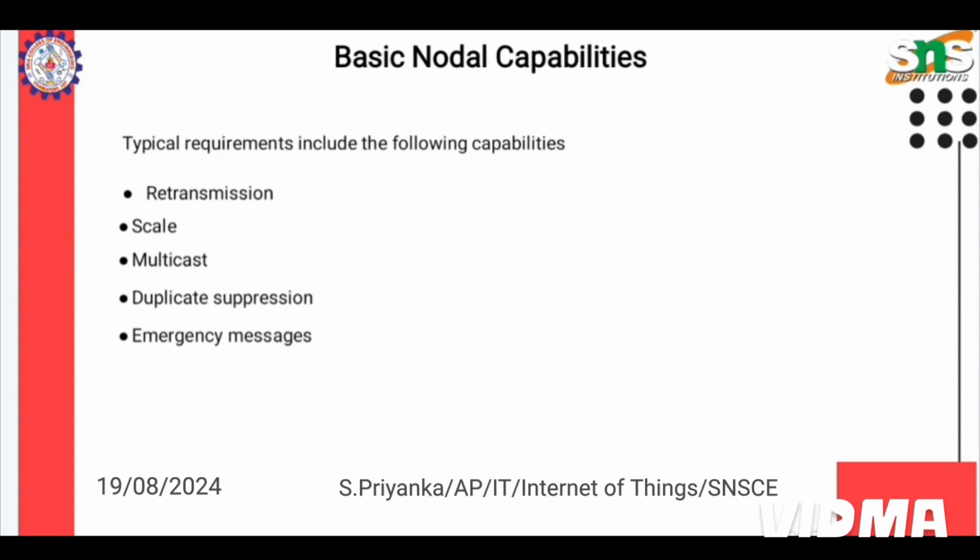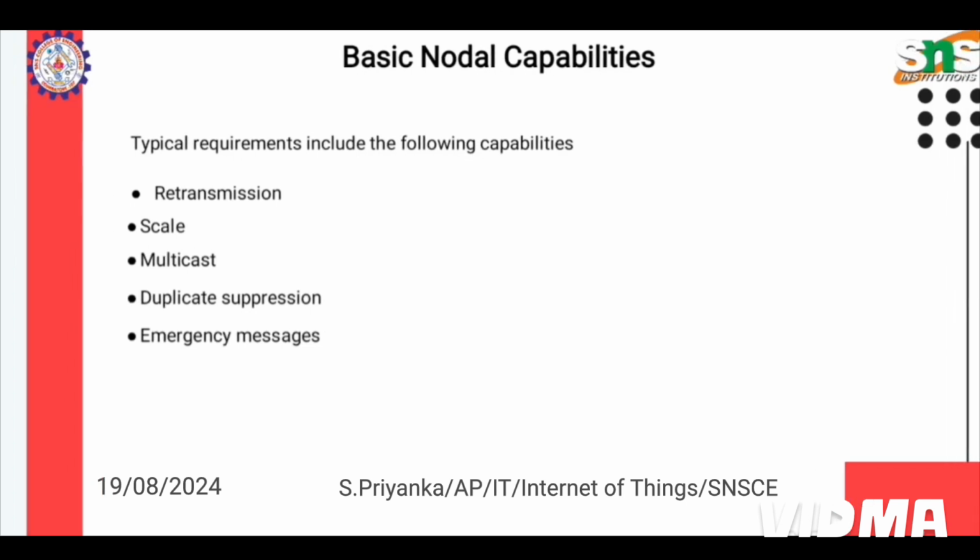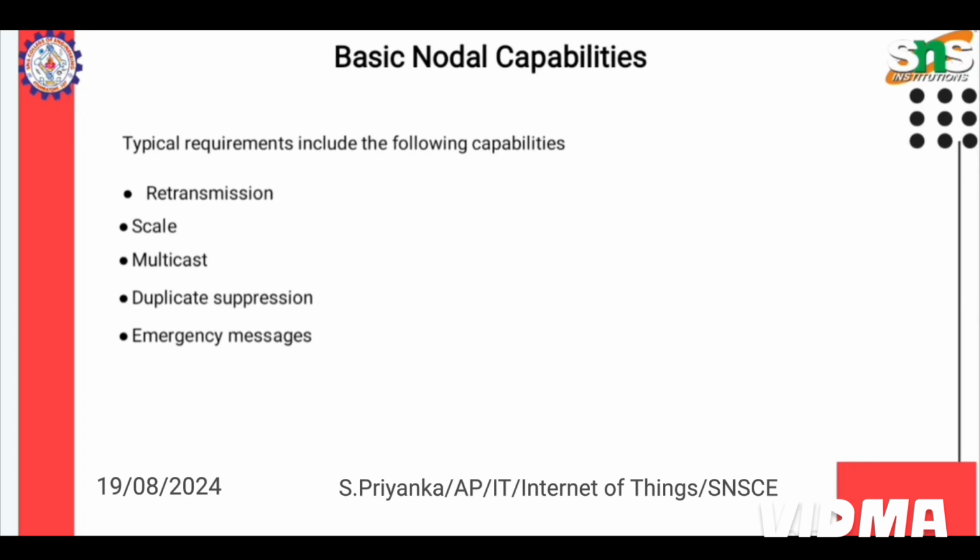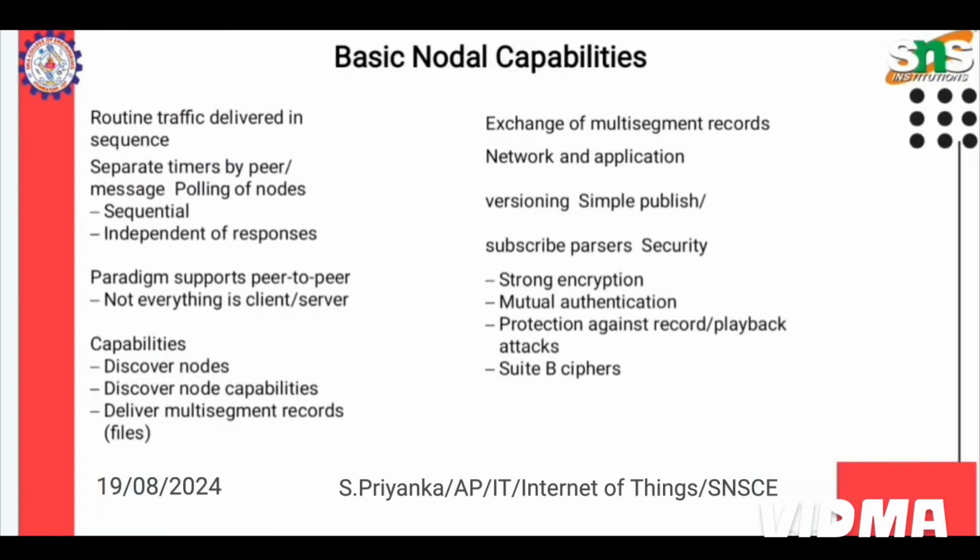It removes duplicates, that is duplicate suppression. Next is duplicate suppression. It mainly deals with the duplicates in it. Next are emergency messages. Emergency messages are mainly routed or queued around other traffic. Other traffic is mainly slashed as delivered. Next is routing traffic delivery in sequence. It mainly consists of separate timers or peer messages, that is polling of nodes, which includes sequential and independent responses.